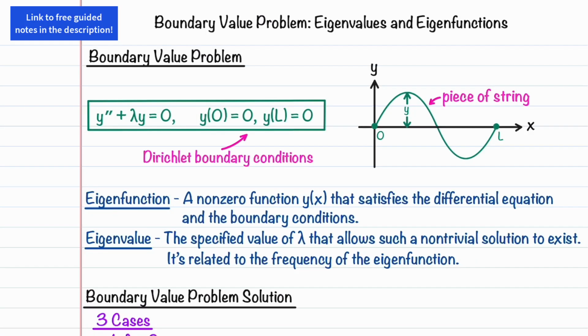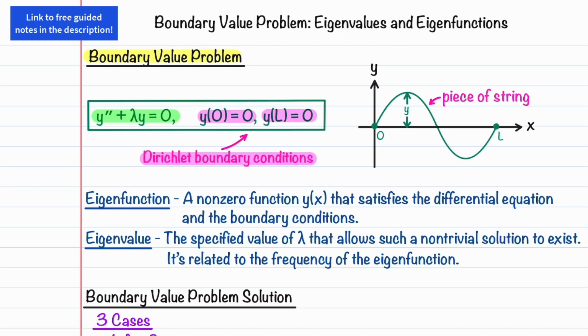In this video, we're going to solve the classic boundary value problem, y double prime plus lambda y is equal to 0, with the boundary conditions y of 0 is equal to 0 and y of L is equal to 0. These boundary conditions are called Dirichlet boundary conditions.